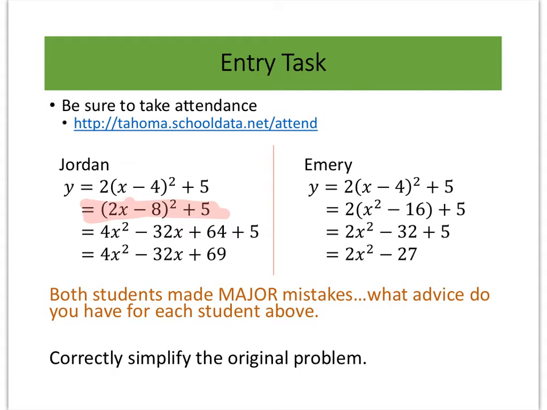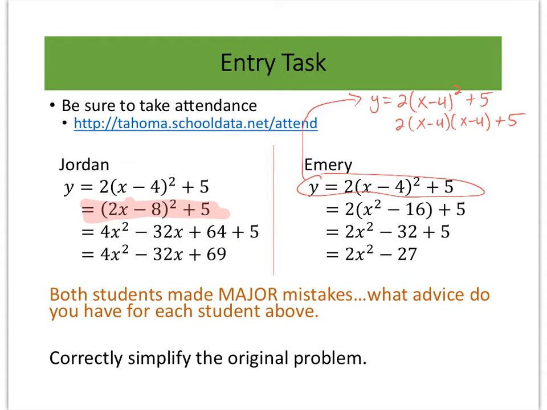And when we look at Emery, it looks like Emery got the same equation, but he took that exponent of 2 and distributed it. And we cannot distribute exponents. We can distribute things in front, but we can't distribute exponents. So the core idea here is that if I want to rewrite this, y equals 2 times (x minus 4) quantity squared plus 5. Really, that's 2 times (x minus 4) times (x minus 4) plus 5.